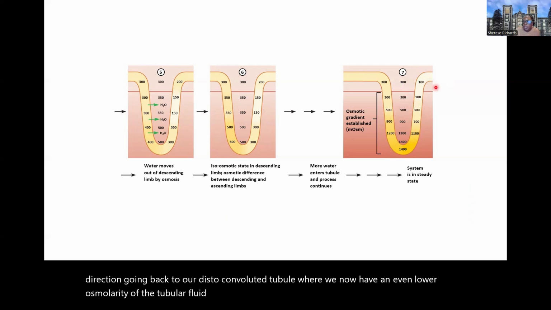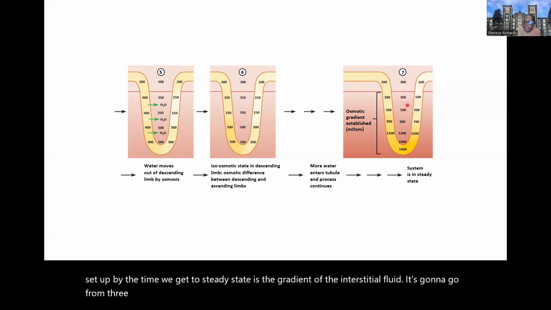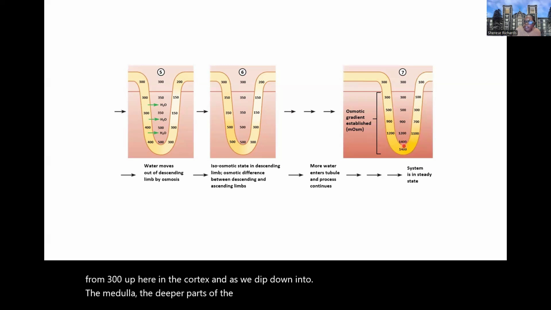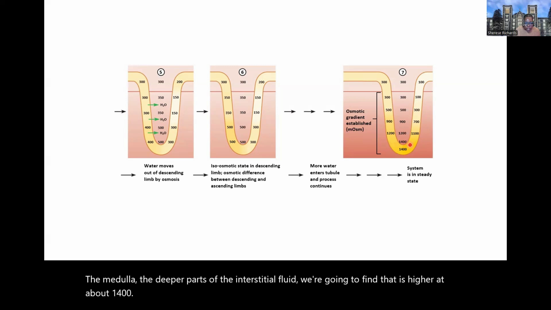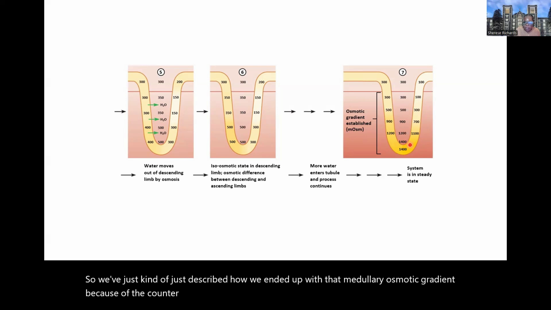That's one part of the equation. The other thing that we have set up by the time we get to steady state is the gradient of the interstitial fluid. It's going to go from 300 up here in the cortex, and as we dip down into the medulla, the deeper parts of the interstitial fluid, we're going to find that it is higher, at about 1400. So we've just described how we ended up with that medullary osmotic gradient because of the countercurrent multiplier, right? The movement of sodium and solutes on the ascending limb versus water only on the descending.